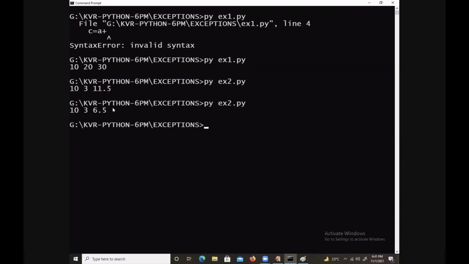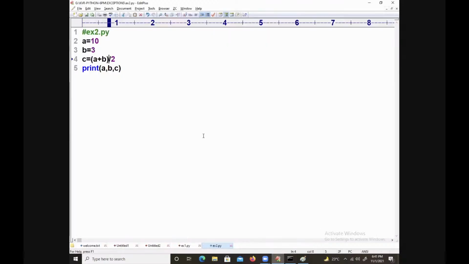I hope you are following me. 6.5 is the answer, the correct representation of the logic. So in this case, if I write C is equal to A plus B by 2 the wrong way, it is going to be called a logical error.